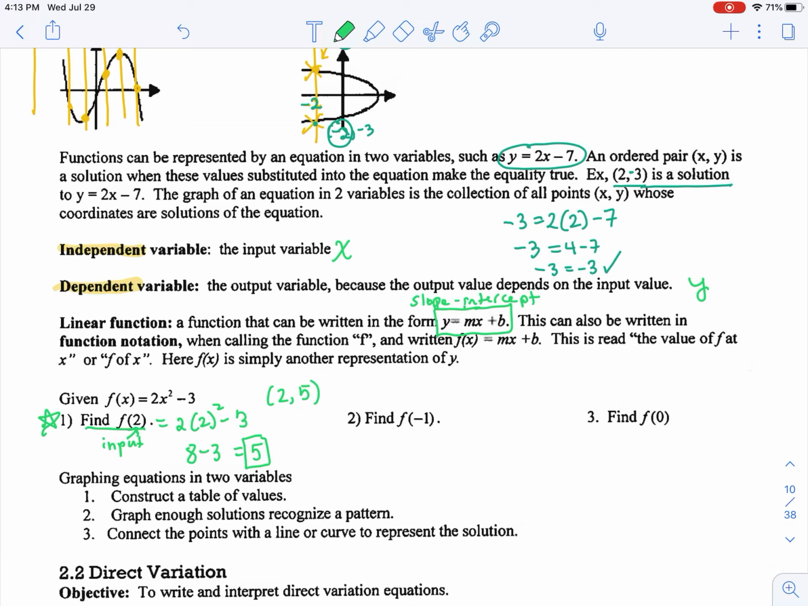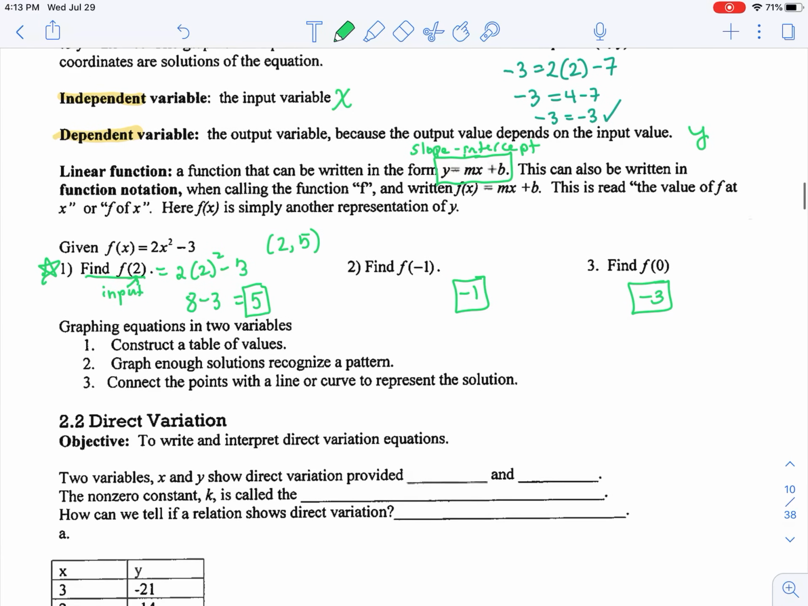Find f of negative 1. Can I have you go ahead and do 2 and 3 and then check your work? For 2 you should have gotten negative 1, and for 3 you should have gotten negative 3 as a solution.